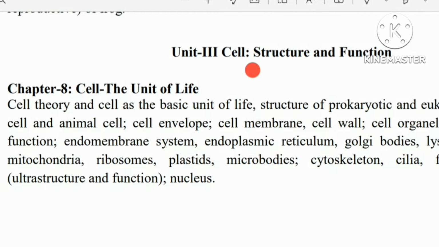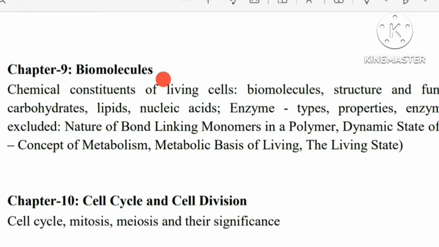Unit 3 is about cell structure and function. So chapter 8 comes in that how cell, the unit of life, what are the different cell organelles present inside them, their structure, their functions, they all will be dealt with inside this chapter. Chapter 9, biomolecules, that leads to the learning of chemical constituents. Not all biomolecules are present. Then their properties, their structure, their functions, that will be dealt inside this chapter.